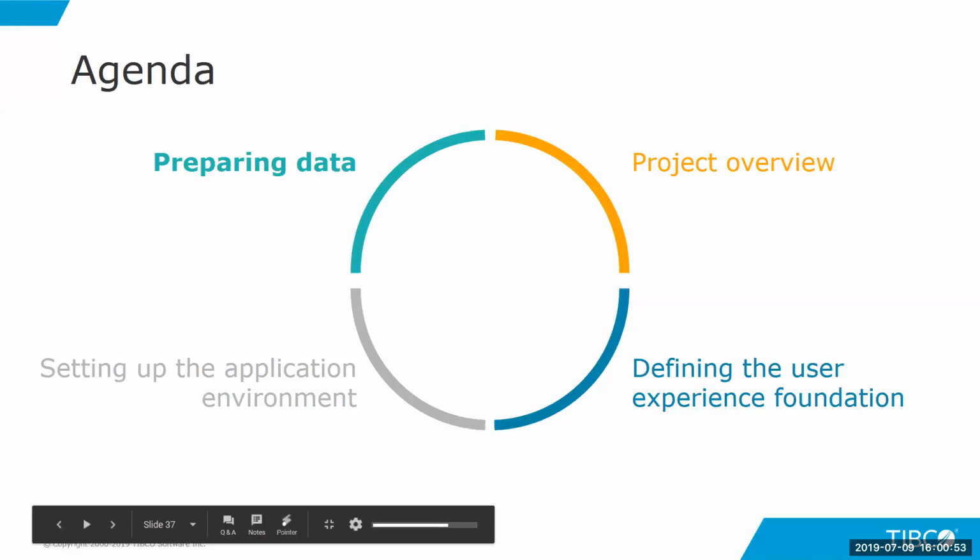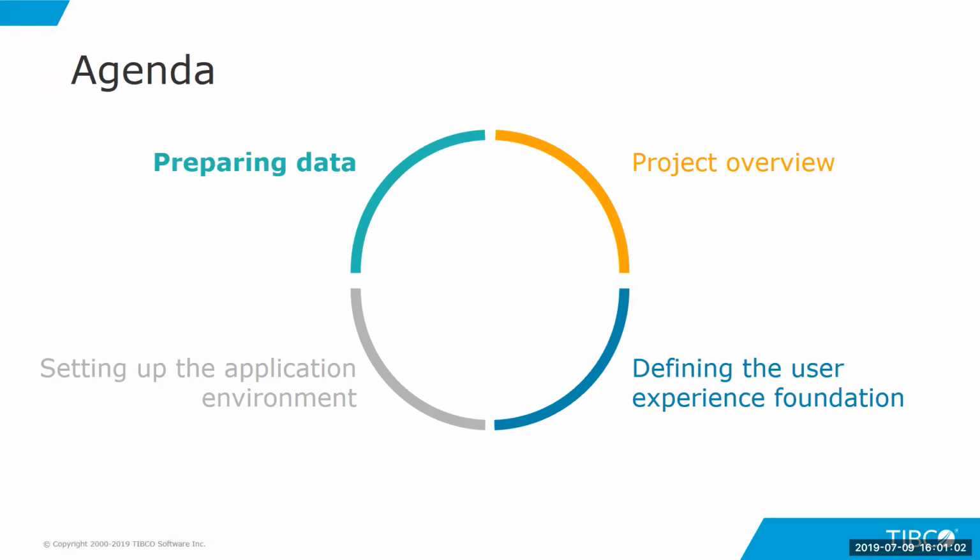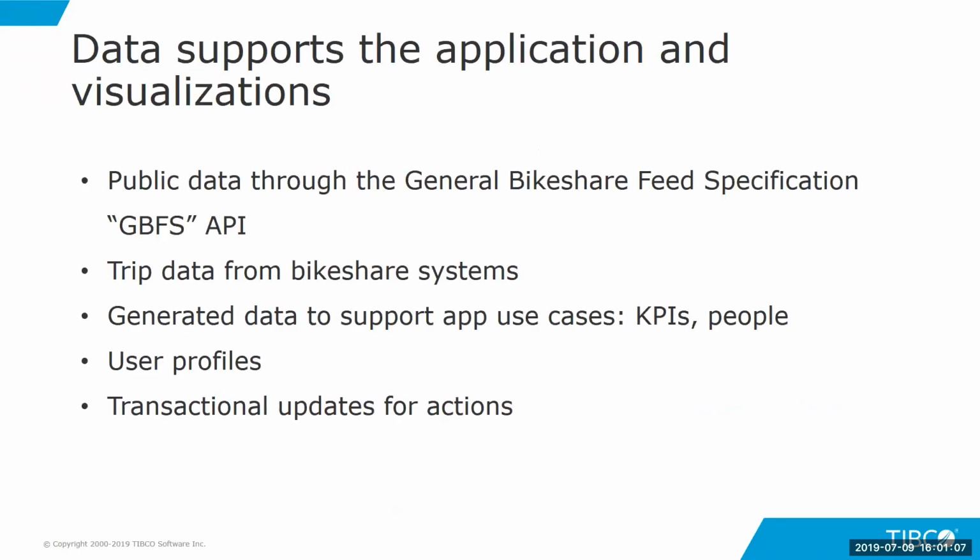Thank you, Chad. To take us home, we're going to talk a little bit about the data side of this application and some more general things that we observed. The data for the app, as I mentioned before, is a demo application. It's not real, but we based at least a fair part of it on public data we get through this general bike share feed specification API.